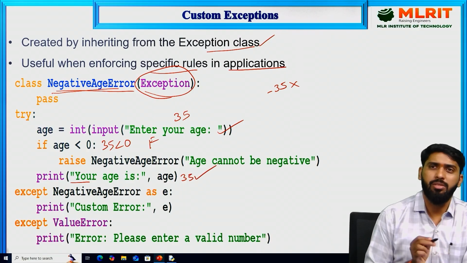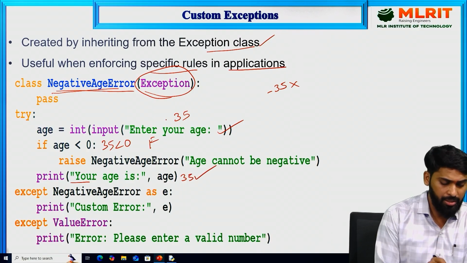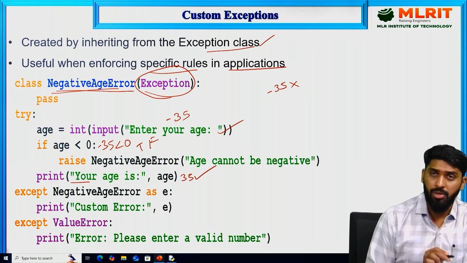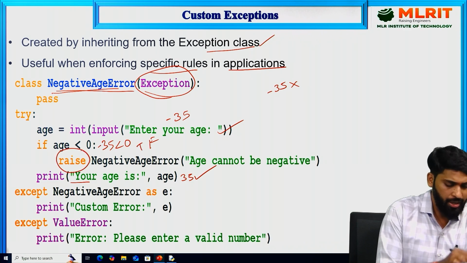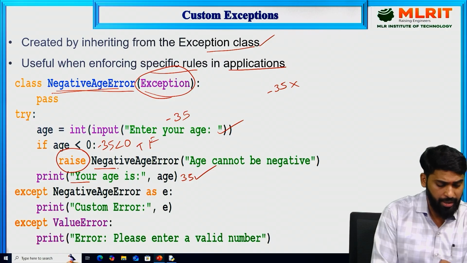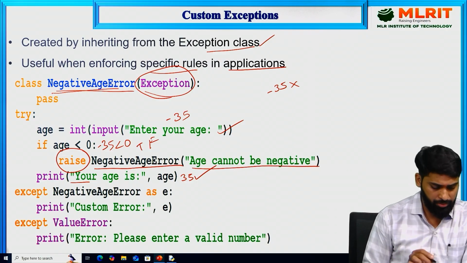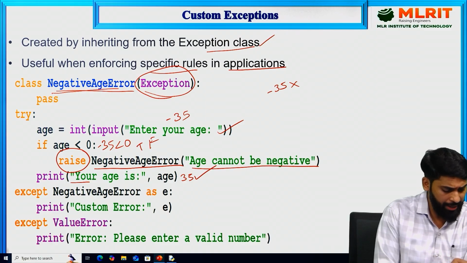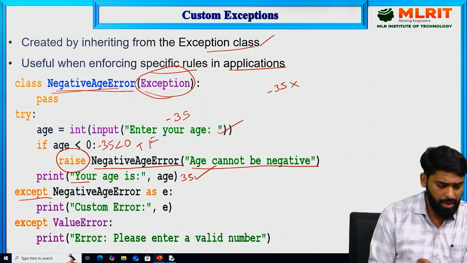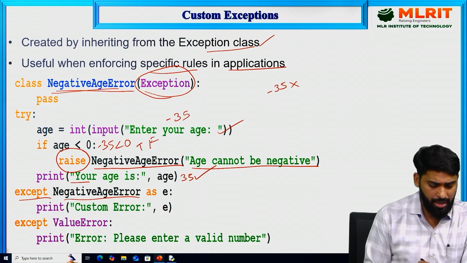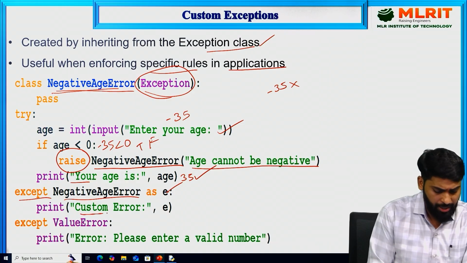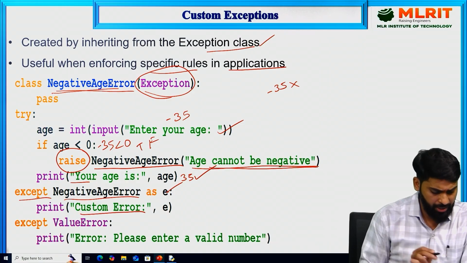Okay. So for example, if I enter -35, -35 less than 0, yes, it is true. So we are raising an exception. What is the exception name? NegativeAgeError, and the message is age cannot be negative. So this will be handled by the except block. What is the error name? NegativeAgeError as E. So it prints custom error, age cannot be negative.